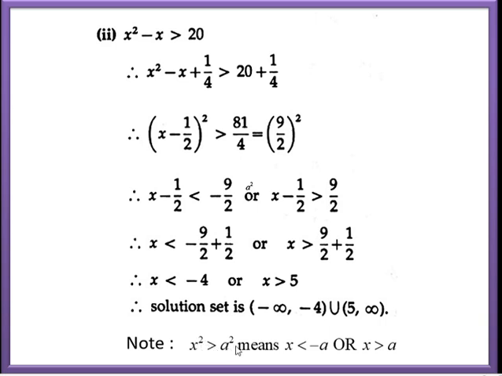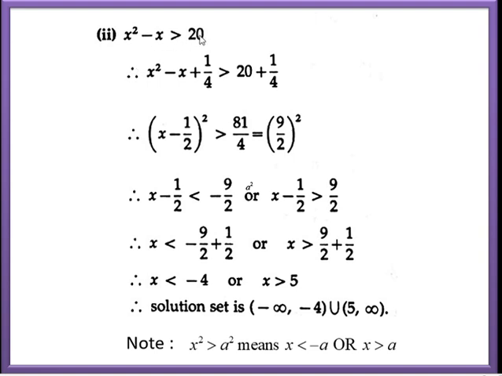X square greater than a square means what? X less than minus a or x greater than a. In fact, a similar inequality is x square less than a square. You can write it down. x square less than a square means minus a less than x less than a. I repeat, x square less than a square means minus a less than x less than a. That is, x belongs to the open interval minus a to a. Okay, now we discuss this.